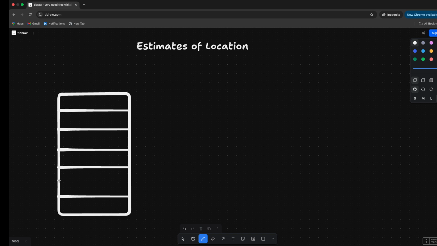So hence it is called an estimate of location. By estimate we mean that instead of having multiple values, we are going to give one value, which is going to indicate where the maximum number of values are lying.